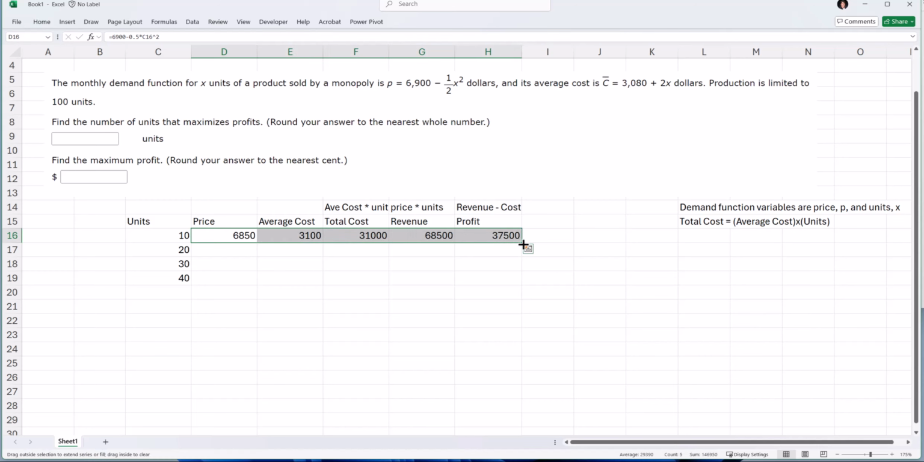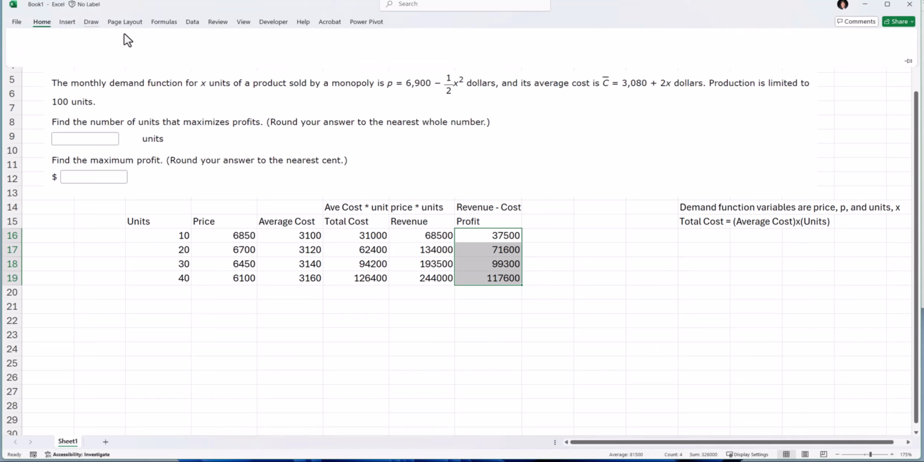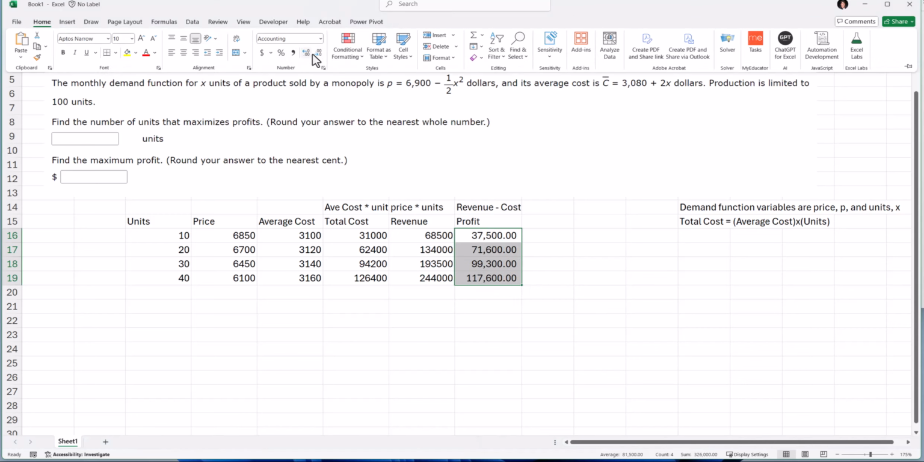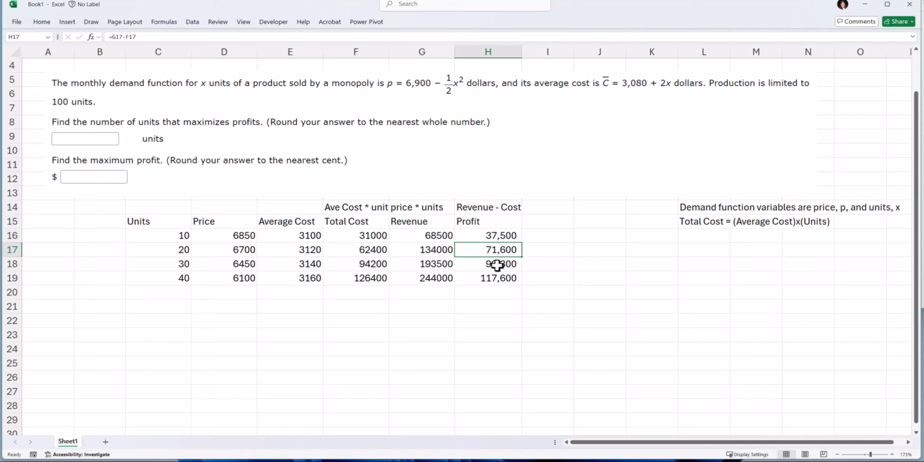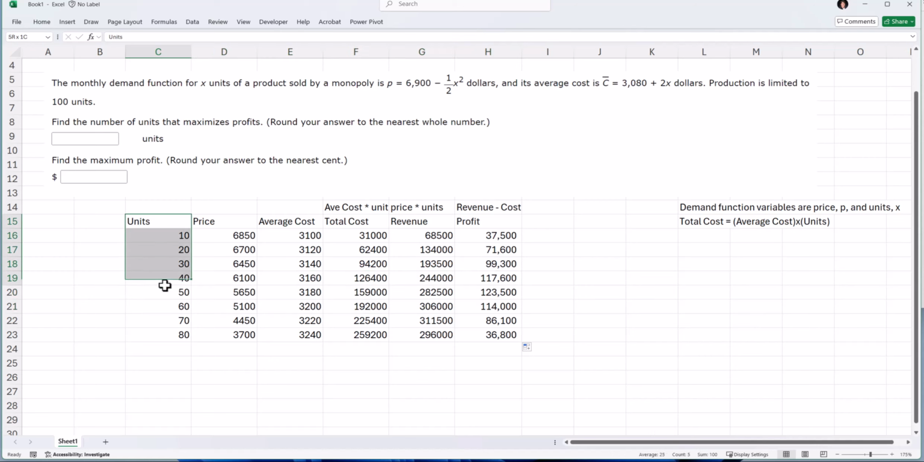Copy all those down. I'm going to put some commas in here just so I can read it a little bit better. So the profit is increasing. I could extend my data a little bit. Increasing and then decreasing again. So somewhere in here is where the maximum should happen.